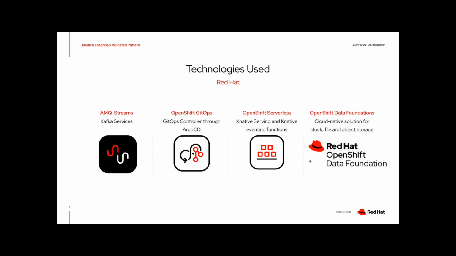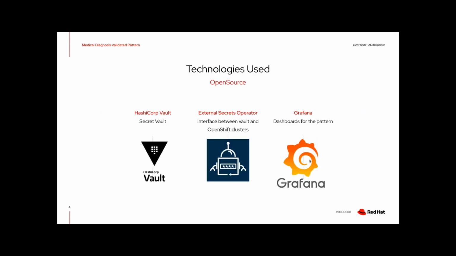This pattern also utilizes technologies like Red Hat AMQ Streams for Kafka, Red Hat OpenShift Serverless for Knative Eventing and Knative Serving functions, and the model storage is provided by Red Hat OpenShift Data Foundation, which provides a cloud-native solution for block, file, and object storage requirements.